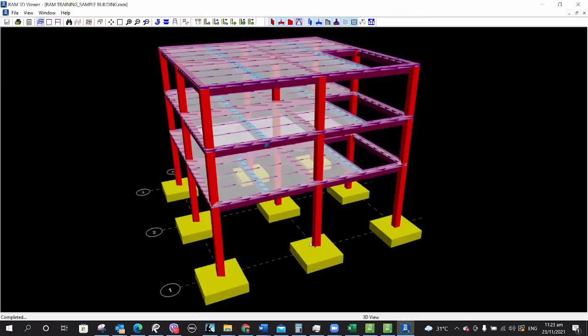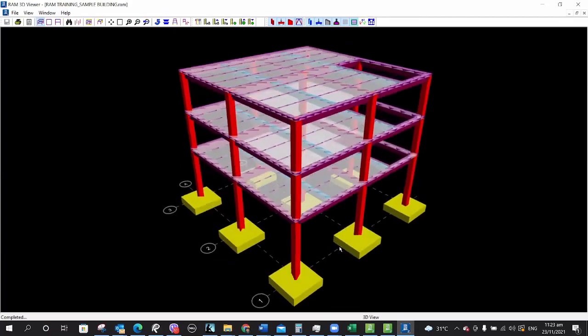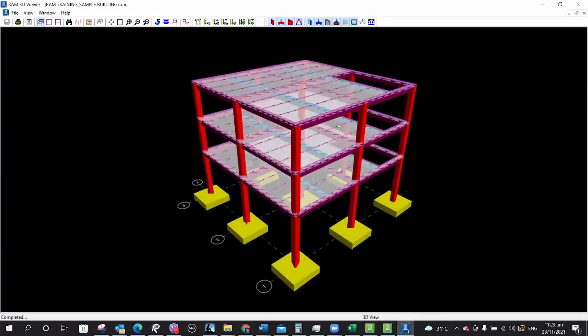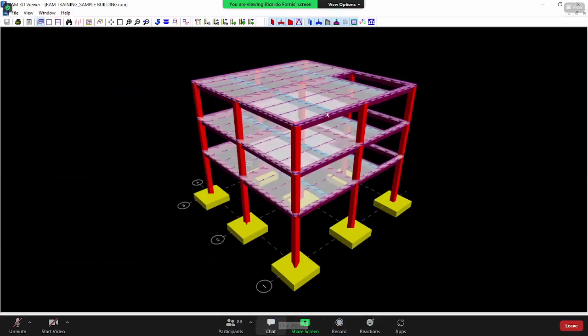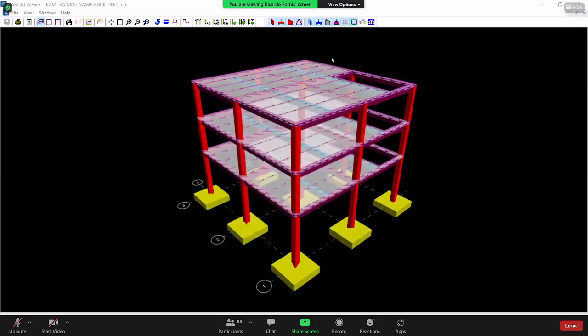Let me show you a 3D model of the structure. So this is the 3D model. By the way, which 3D software are you familiar with? Is it STAAD, ETABS? Hello? Anybody?